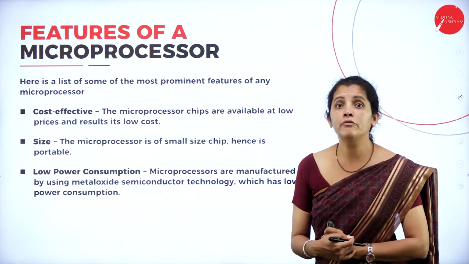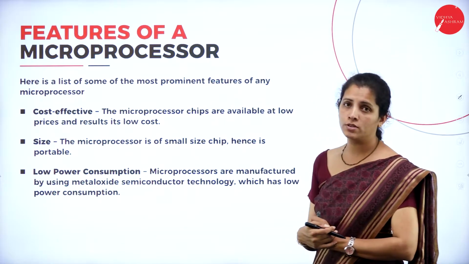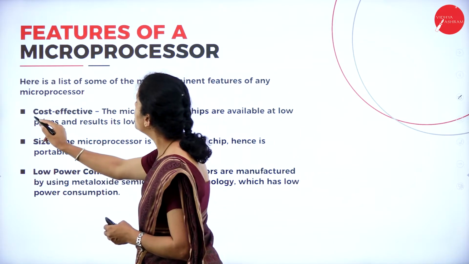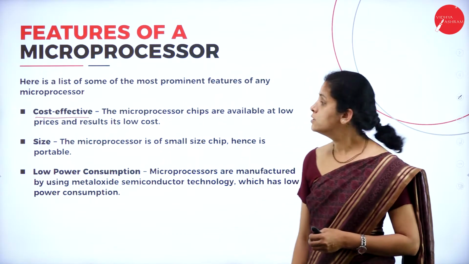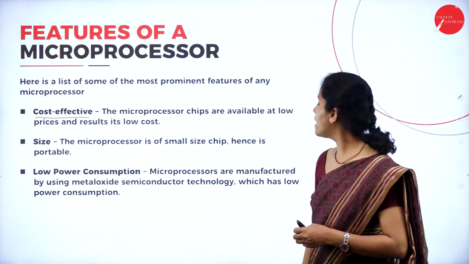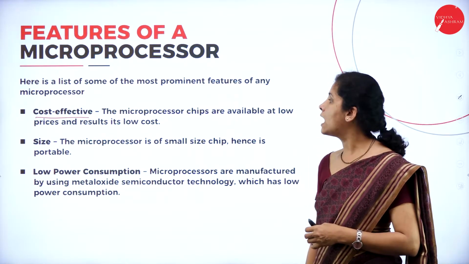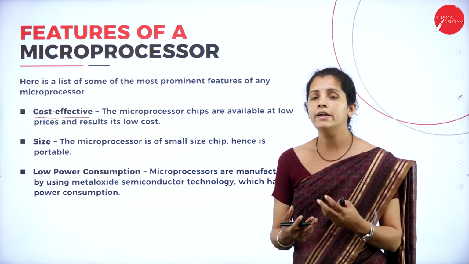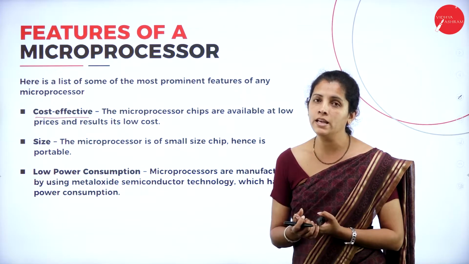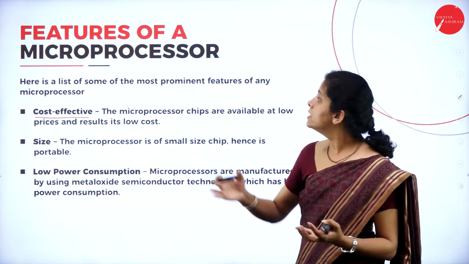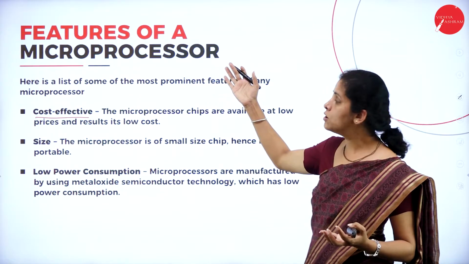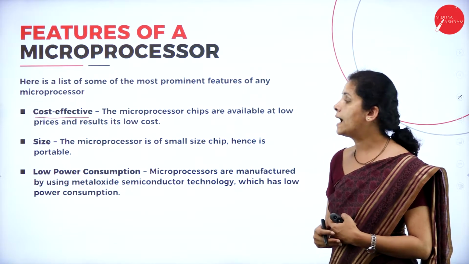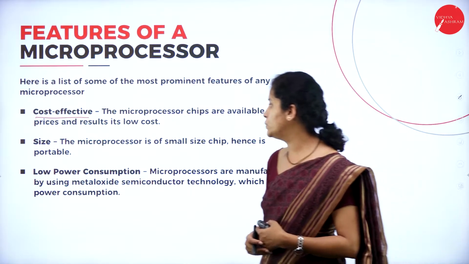Now I'm going to have the features of a microprocessor. So what are the features of a microprocessor? That is cost effective. The microprocessor chips are available at a low price, which results in low cost. Nowadays most manufacturing companies manufacture microprocessors, so the cost of the microprocessor chip is very low and it is cost effective.